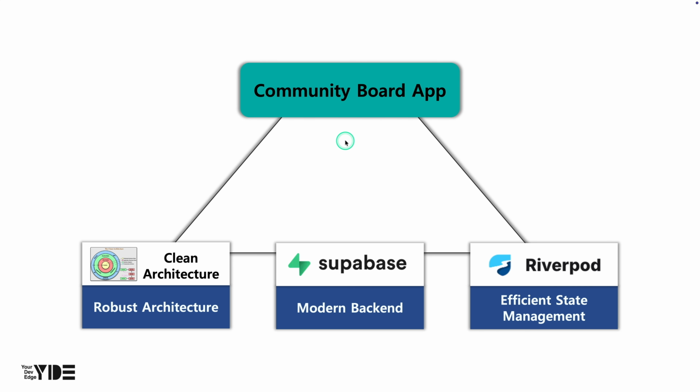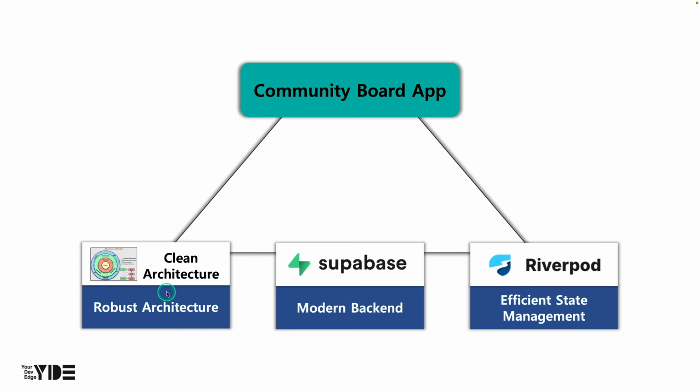The project that will serve as our practical stage is the Community Board app. It's an application that goes beyond simple UI rendering to handle complex data and business logic found in actual services. To support this Community Board app as firmly as possible, we'll build its features one by one upon the following three core pillars. The first is a robust architecture.